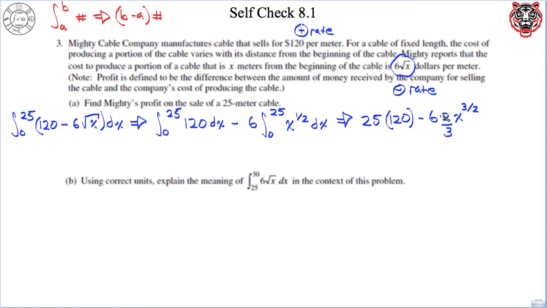I guess I could do this instead. All right, then x to the 1/2, I integrate, or I do the antiderivative, and it's going to be x to the 3/2. Divide by 3/2 is the same thing as multiplying by 2/3, and I still have my 6 there. And I need my bounds. That's going to be from 0 to 25.